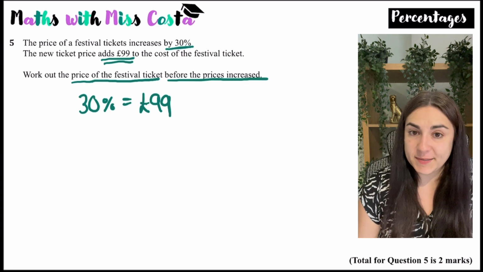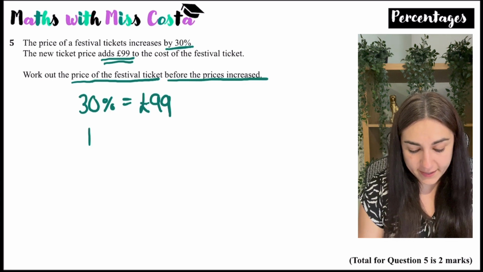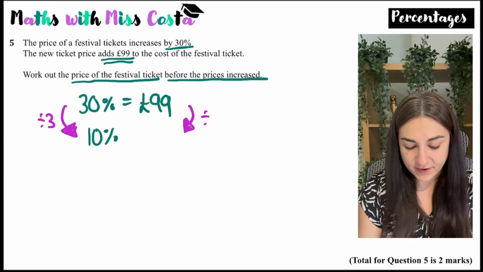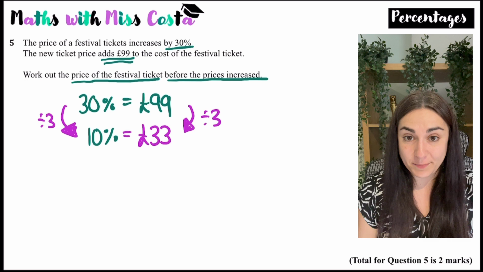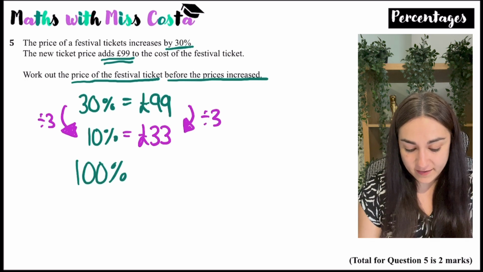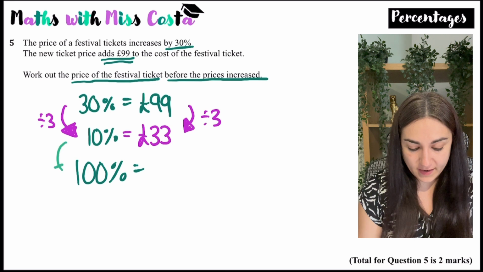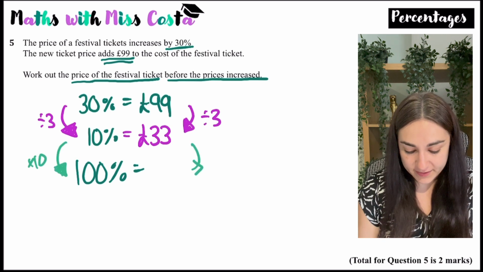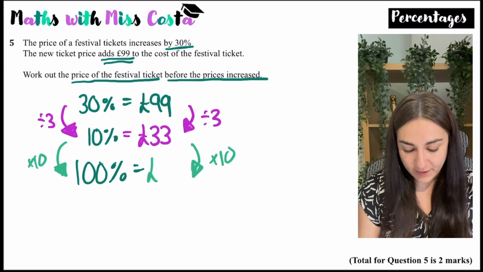So if I know that 30% is equal to £99, what I can do is just find 10%. And how do I do that? Well, 30% divided by 3 gets me to 10%. So I'm going to divide this side by 3 too. So I know that 10% is £33. If I know that 10% is £33, I can then find what 100% would be. I'd multiply 10 by 10 because that gets me 100. So I have to multiply this side by 10 as well, and that would be £330.